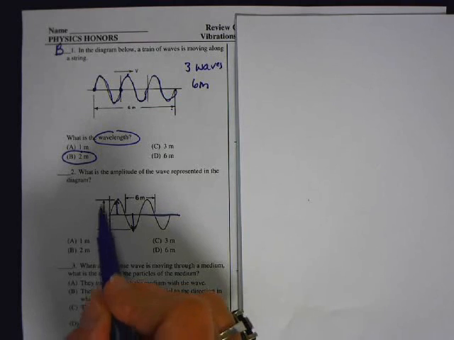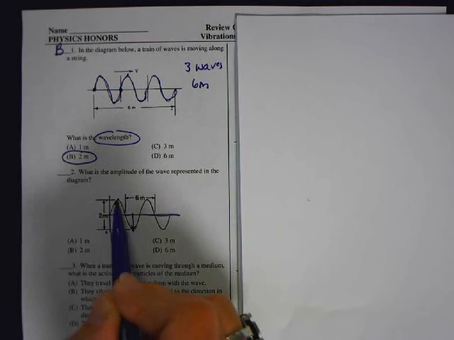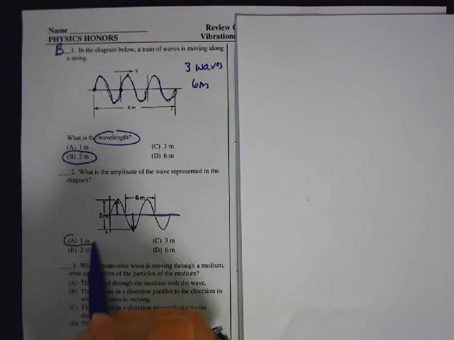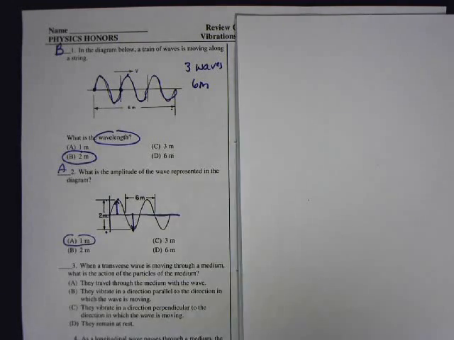If we look at here, they give us from crest to trough. So the amplitude is from the rest position, so it's 2 meters, but it's half of that, so the answer is 1 meter, A. Now you notice that they give you information that you don't need. They give you this distance, which has totally nothing to do with the question.